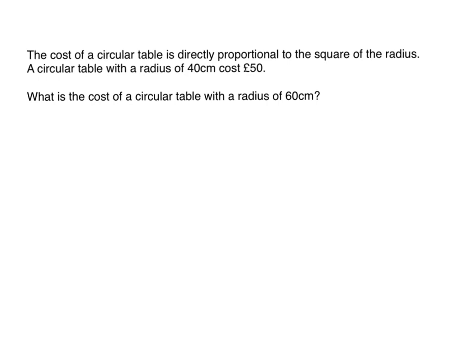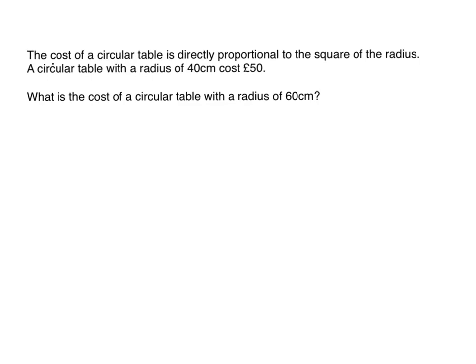The cost of a circular table is directly proportional to the square of the radius. A circular table with a radius of 40 centimetres costs £50. What is the cost of a circular table with a radius of 60 centimetres?